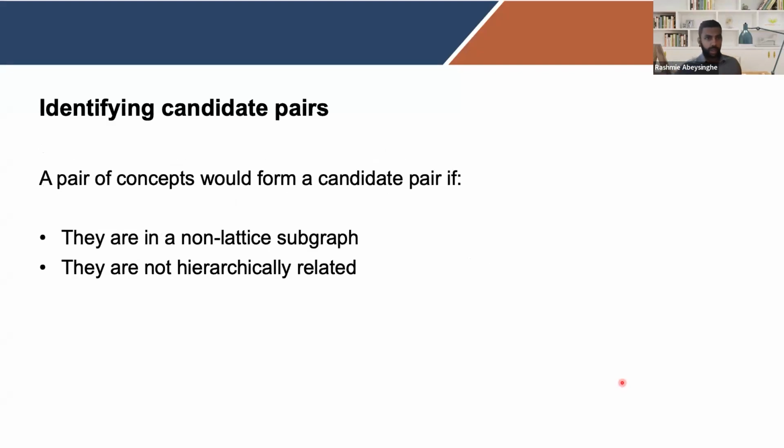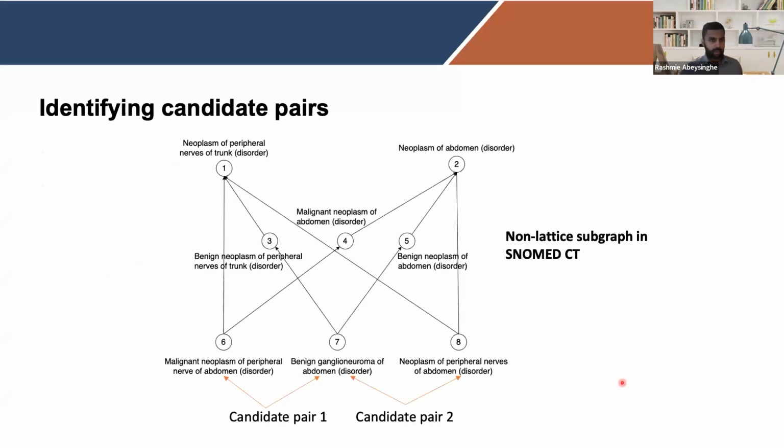So a pair of concepts is considered a candidate pair that we look for ISA relations in if they are in a non-lattice subgraph, and if they're not hierarchically related, meaning that they don't have an ISA relation in between. For instance, this is a non-lattice subgraph in SNOMED CT. And for instance, concepts 6 and 7 would form a candidate pair because they are not hierarchically related. And 7 and 8 would form another candidate pair. So likewise, this non-lattice subgraph has many such candidate pairs. However, 6 and 1 would not form a candidate pair because they have an ISA relation in between.